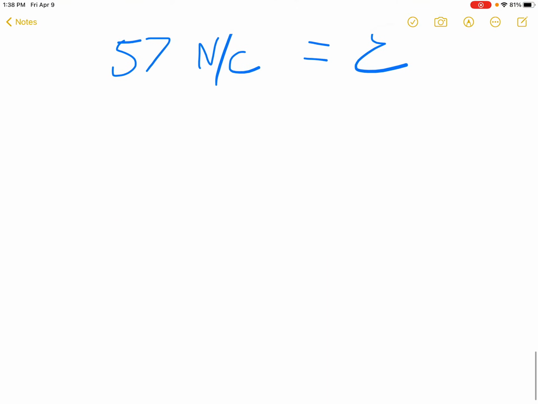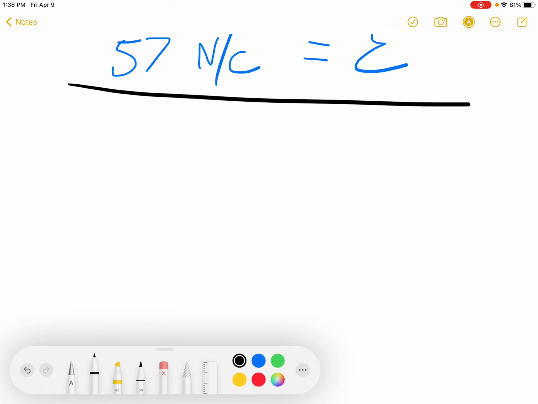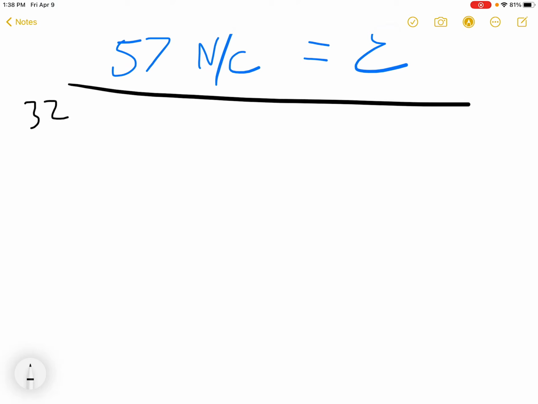Okay, the last question, 32. This one looks hard, but not so hard once you realize what it is. So this is like the level 5 question on this particular test. First of all, let's draw a picture. This is 32. What do we have?